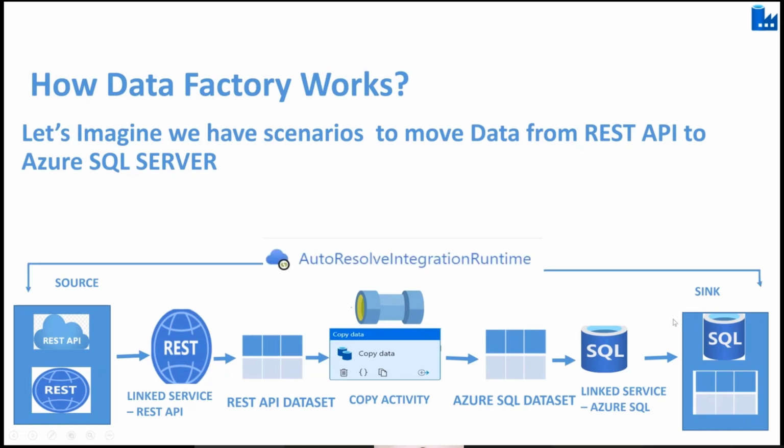For that, we now need an integration runtime. Here we have an integration runtime which is auto resolve, which is the default one because our source and sink are in the cloud. You can see that this auto integration runtime actually performs your copy activity, and you don't need to worry about memory, IO or CPU. It will automatically manage it for you without any issues. So this is the integration runtime.